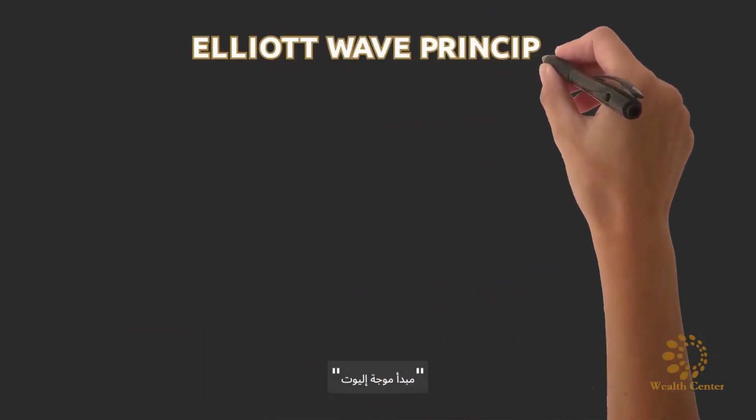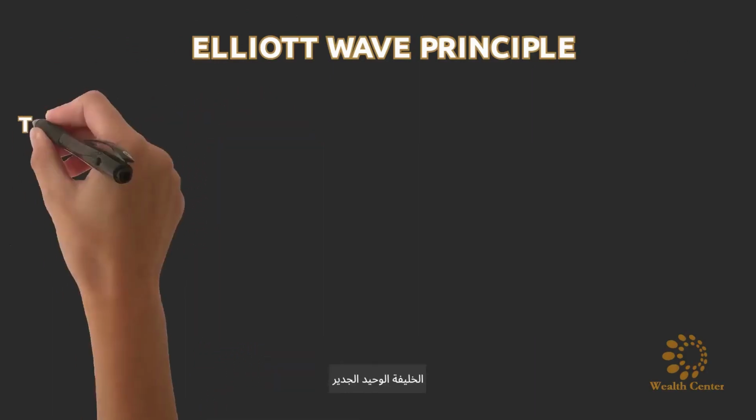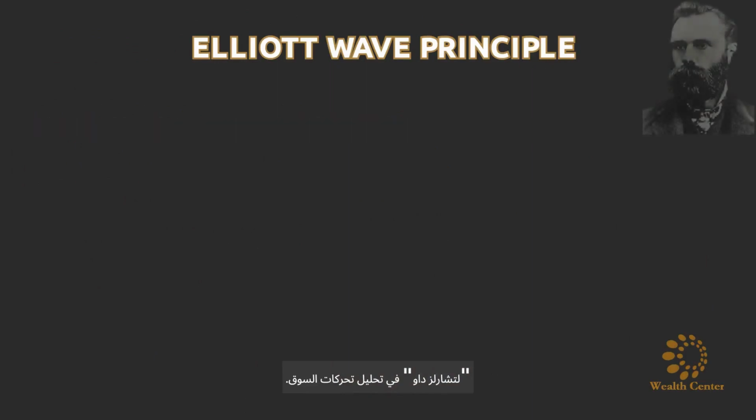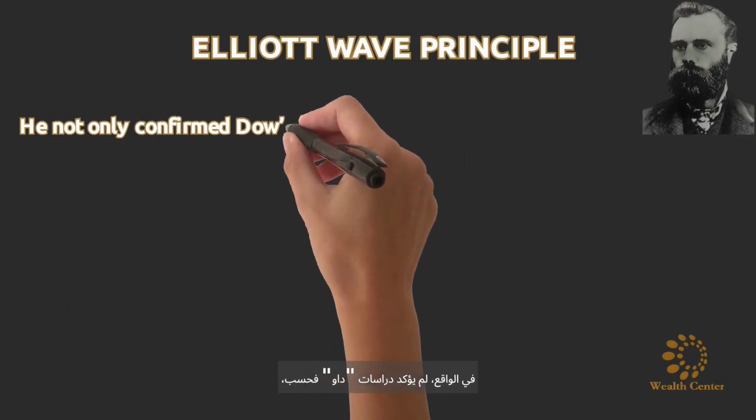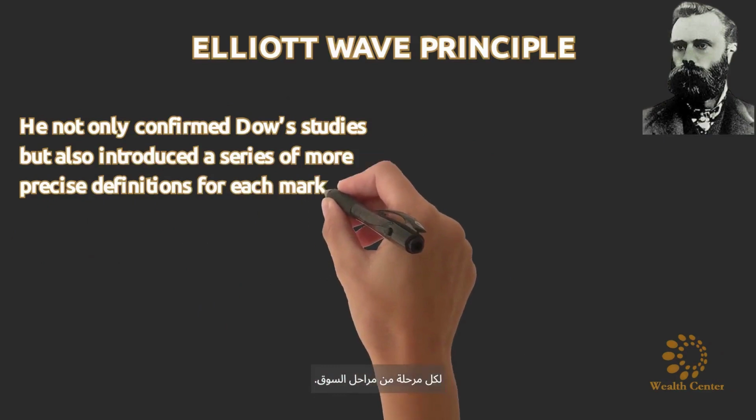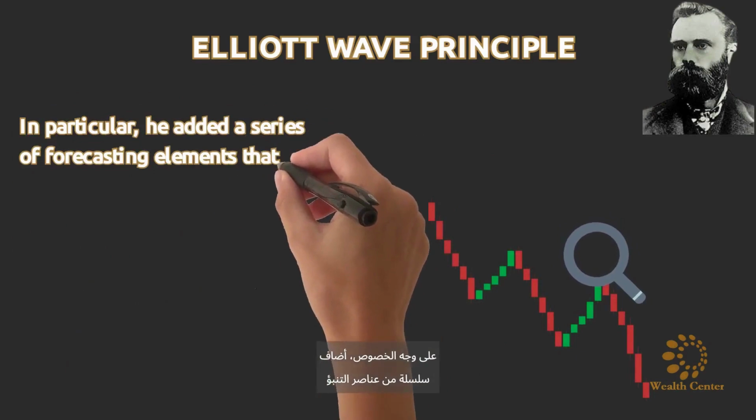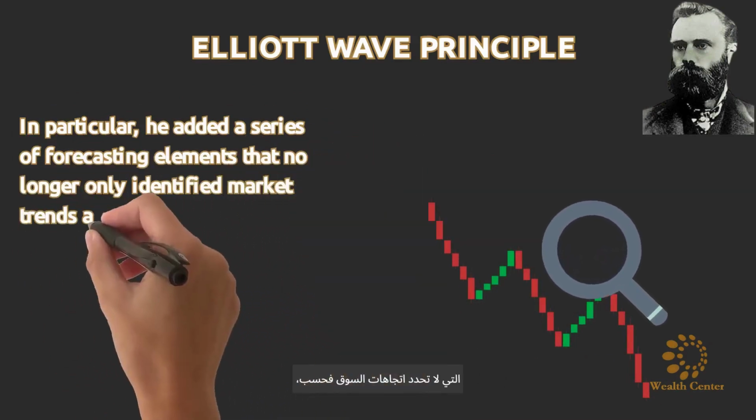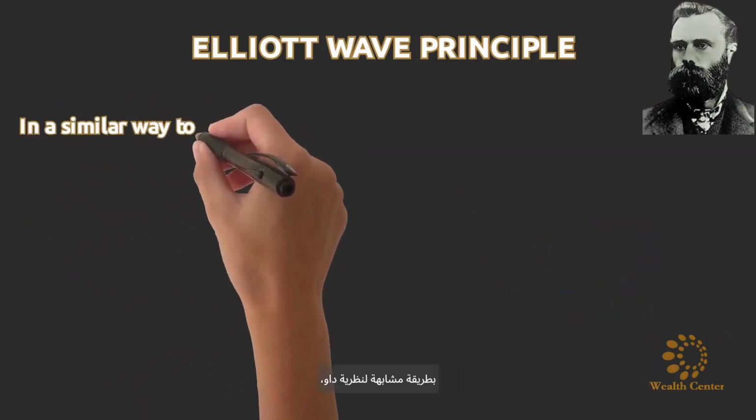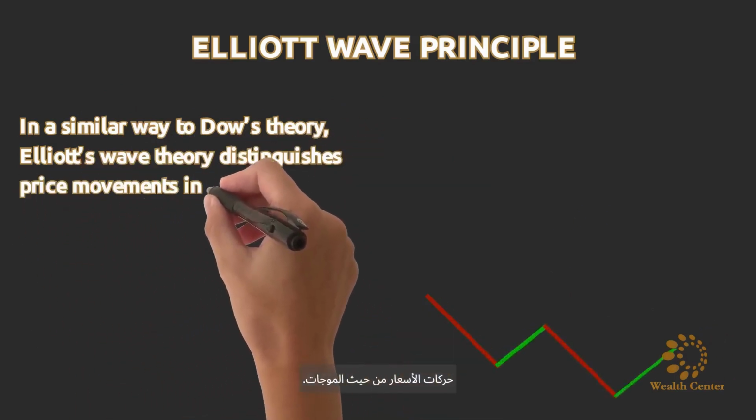Elliott wave principle. Ralph Nelson Elliott is still considered by many the only worthy successor to Charles Dow in analyzing market movements. In fact, he not only confirmed Dow's studies, but also introduced a series of more precise definitions for each market phase. In particular, he added a series of forecasting elements that not only identify market trends, but also calculate achievable price levels.